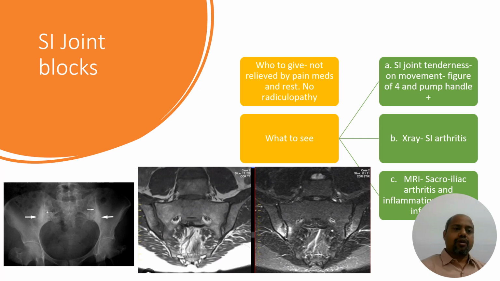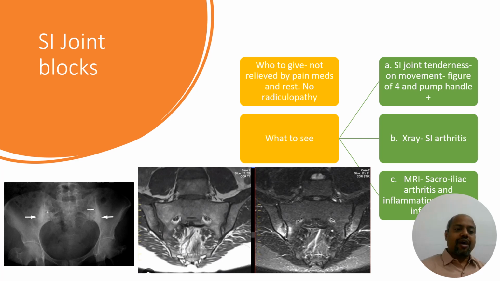Now coming to the SI joint blocks. So who is it to be given to? Again, to the patients who are not relieved with pain medication and rest, who have not got any radiculopathy. What to see? The SI joint tenderness. You will specifically find out that the SI joint is tender, and your aggravating tests like figure of 4 and pump handle test are positive in this.